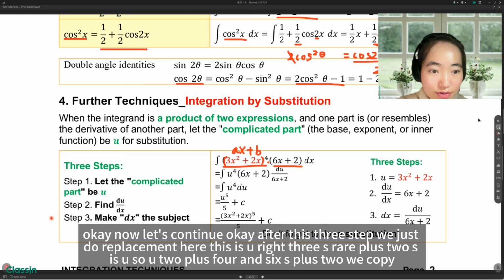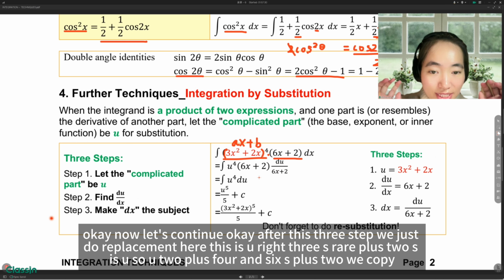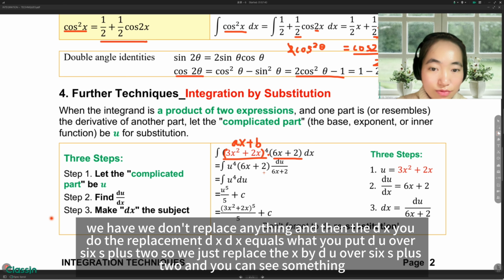Okay, now let's continue. After these 3 steps, we just do replacement. Here, 3x squared plus 2x is u, so u to the power 4. And 6x plus 2, we copy. We don't replace anything. And then the dx, you do the replacement: dx equals du over 6x plus 2. So we just replace dx by du over 6x plus 2.